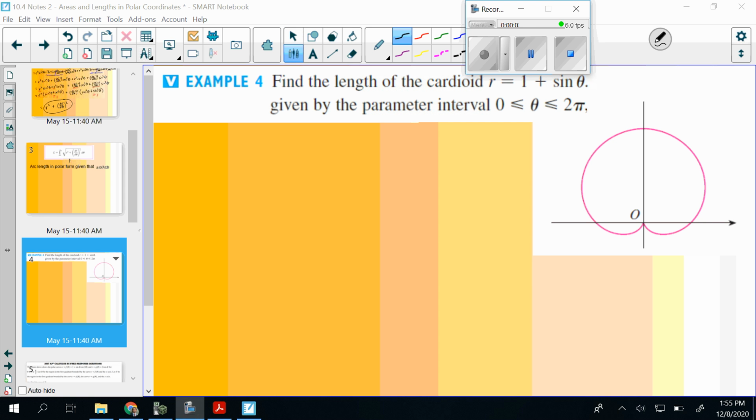All right, here's an example of an arc length one. They want you to find the length of a cardioid shown here. That's given by r = 1 plus sine theta from 0 to 2 pi. Well, we just looked at how to do this.